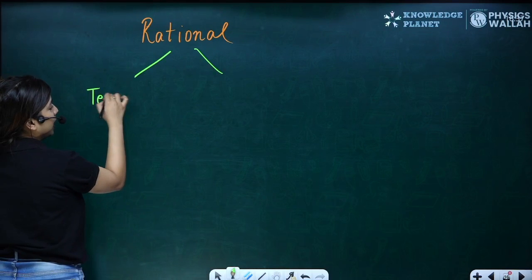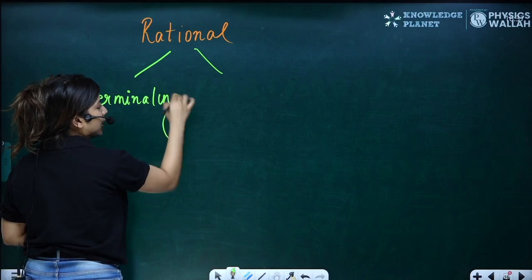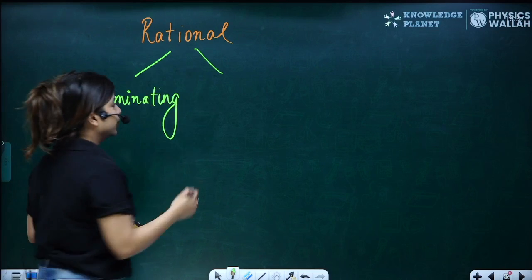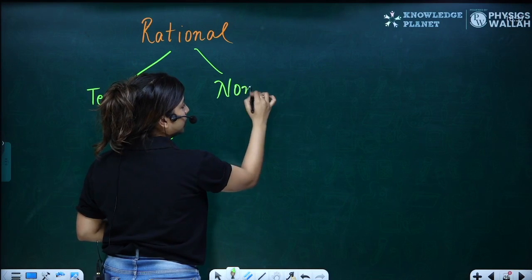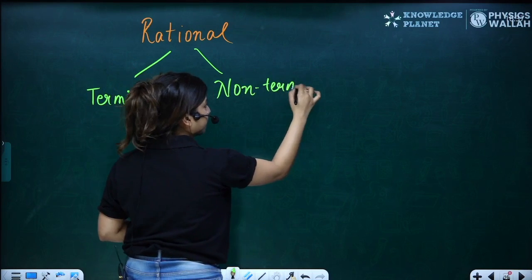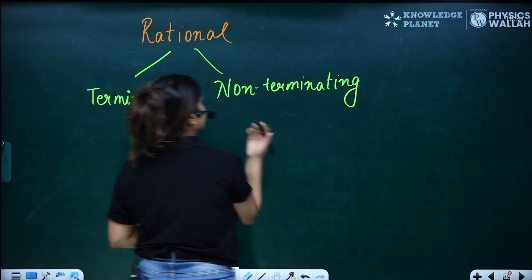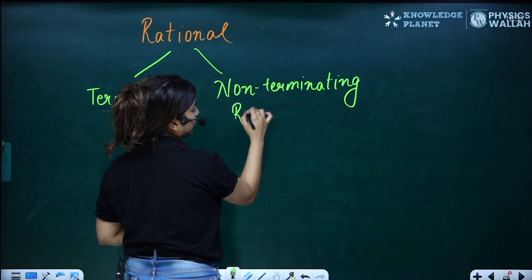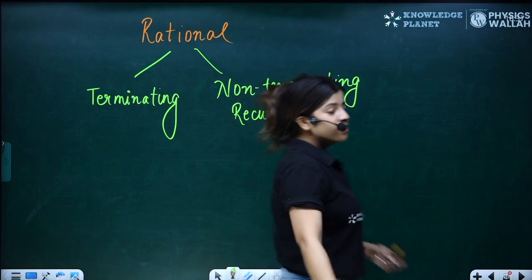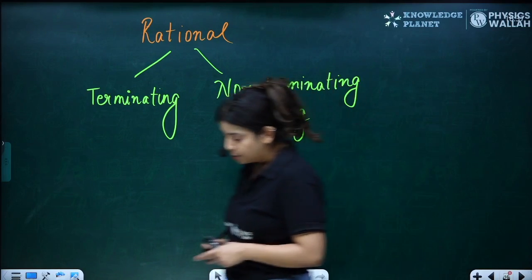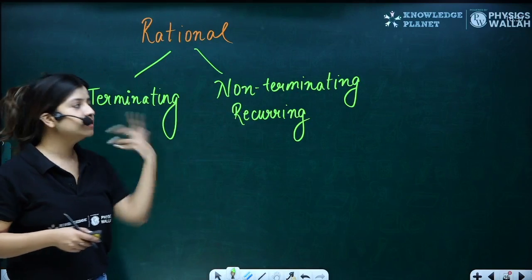One is that they will give us a remainder 0, which is known as a terminating decimal expansion, right? The second is that they will not terminate. Either there will be non-terminating, but they will be recurring decimal expansion. So these are the two types of decimal expansion that our rational numbers have.